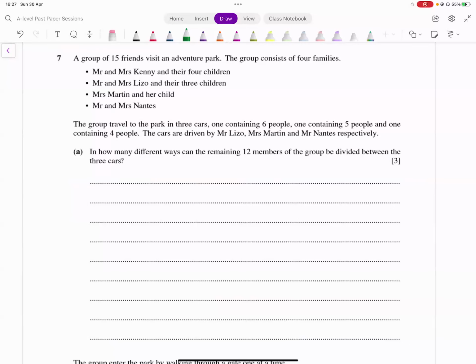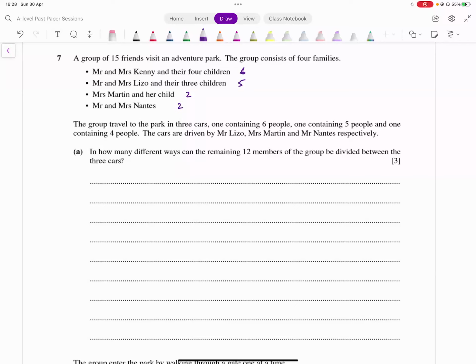Because now we have permutations and combinations. A group of 15 friends visit an adventure park. The group consists of 4 families: Mr. and Mrs. Kenny and their 4 children, Mr. and Mrs. Liza, however you pronounce that, and their 3 children, Mrs. Martin and her child, and Mr. and Mrs. Nantis. Okay, so how many people do we have in total? We have 15 people in total. So these are 6, then you have 5 here, 11, 2 here, and 2 here. Yeah, so that's a total of 15 people.